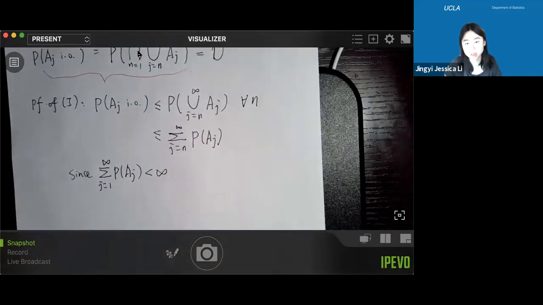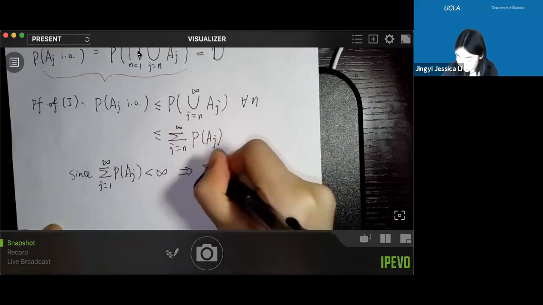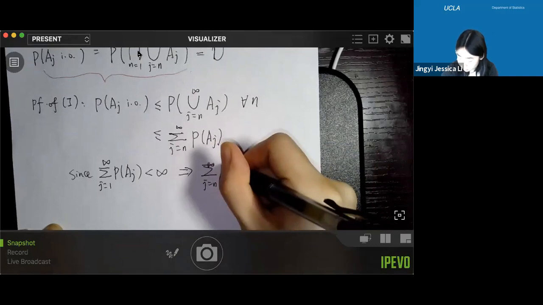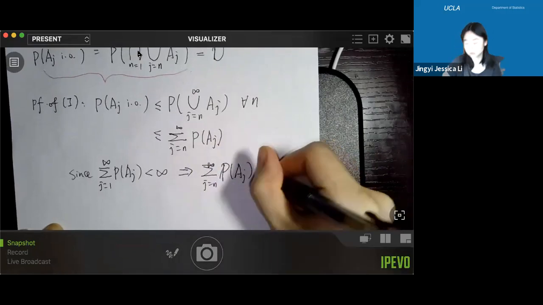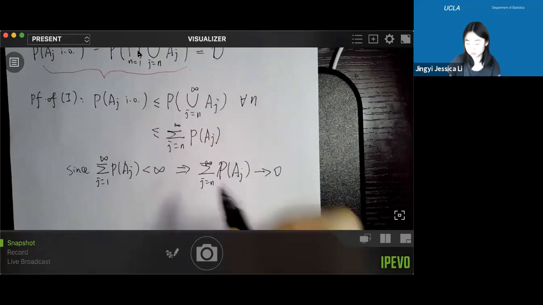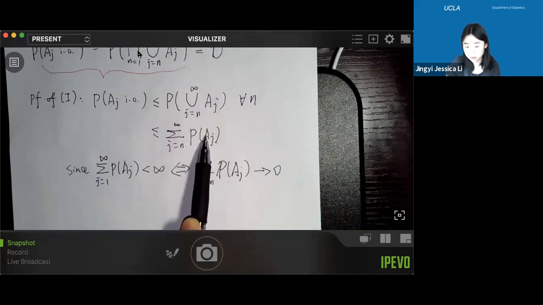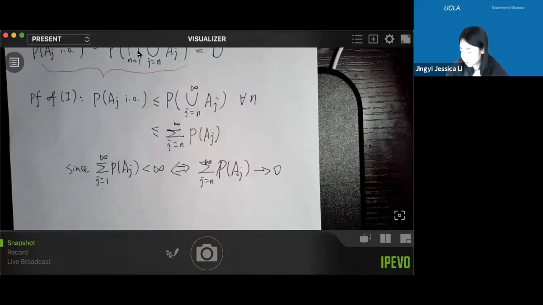Because of this, we know that after we reach n, as we take n to infinity, it's just a partial sum. Because the total sum is finite, the partial sum must go down to 0. Otherwise, this will not occur. So these two things are equivalent. So basically with this, we can have this thing go down to 0. And we're done. Okay, so that just proves the first statement of the Borel-Cantelli Lemma.